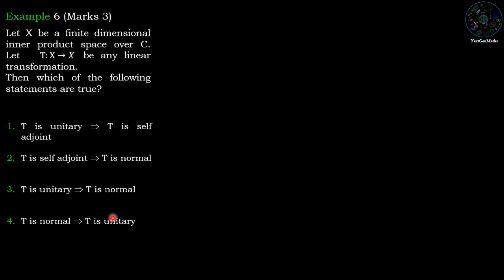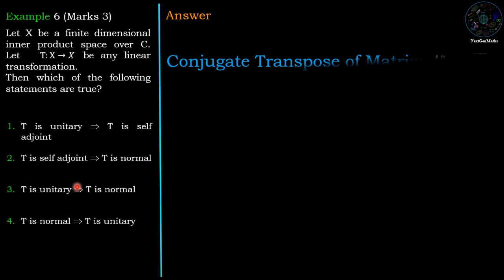So it is a property of matrices: unitary, self-adjoint and normal. First we recall these three basic properties of matrices. The conjugate transpose of matrix A, A star, is equal to A bar transpose. So first we have to take the conjugate of the matrix and then take the transpose. That is called A star, which is known as the conjugate transpose of the matrix.